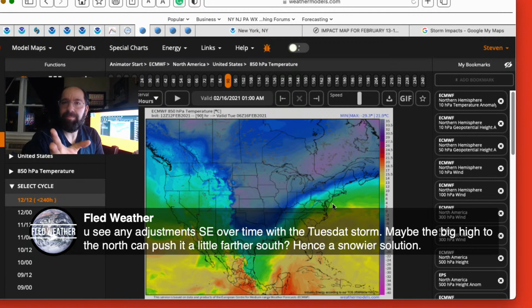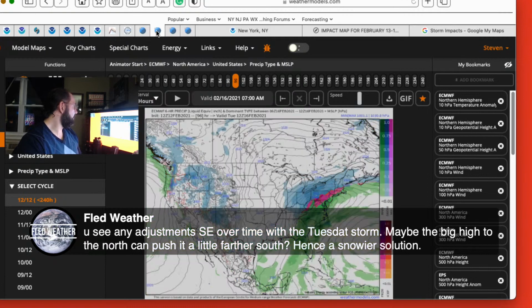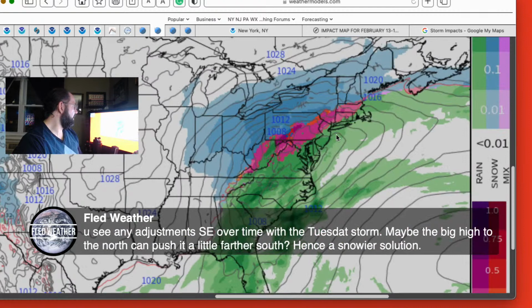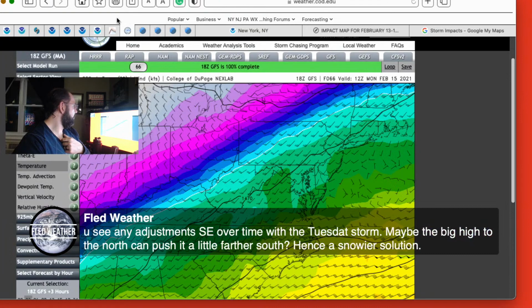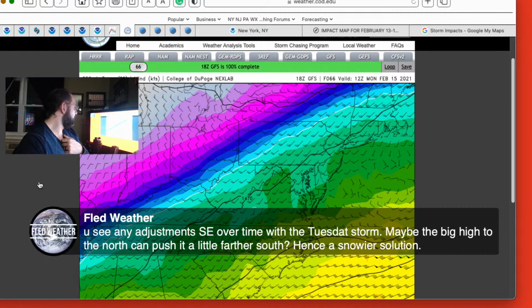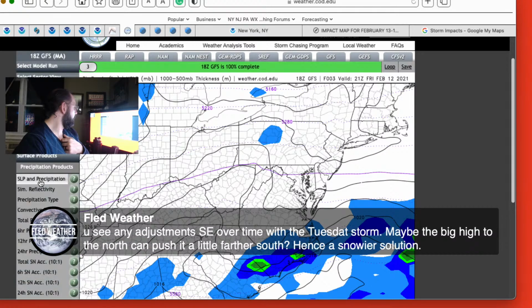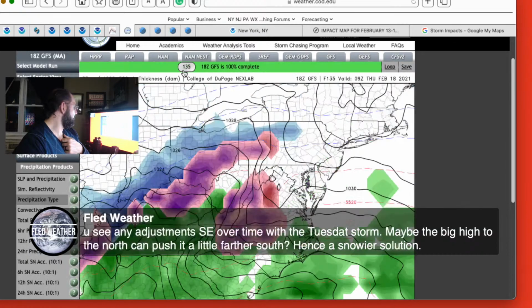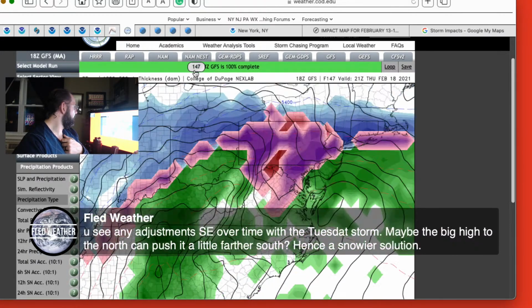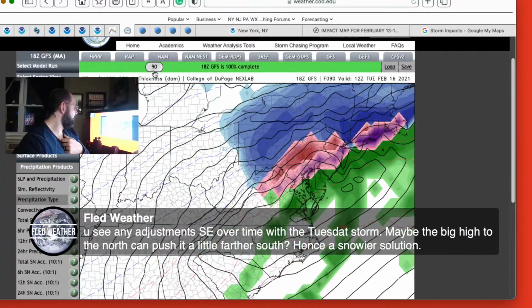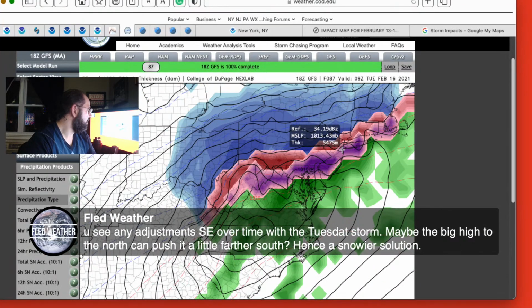So what I would say is that instead of looking for snow, what I'm looking for is ice. Okay? Where in the European solution, we have all this rain, what I would be concerned about is that we end up with the GFS solution, which is this. Where you get all this freezing rain and sleet.